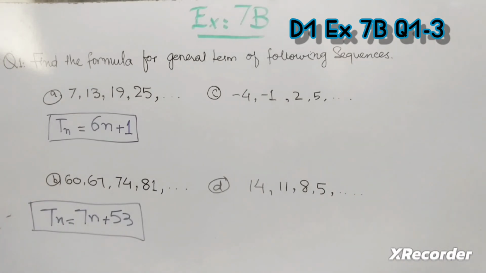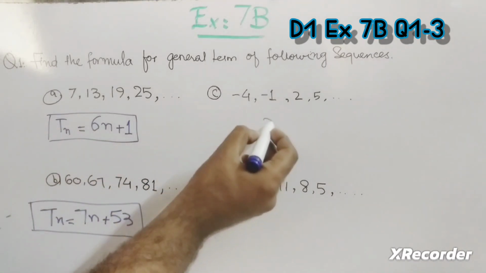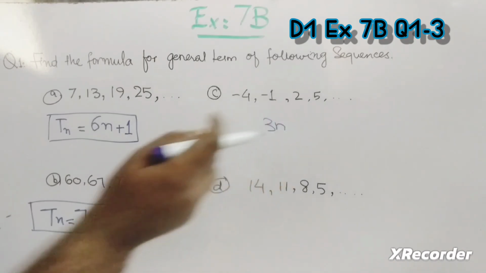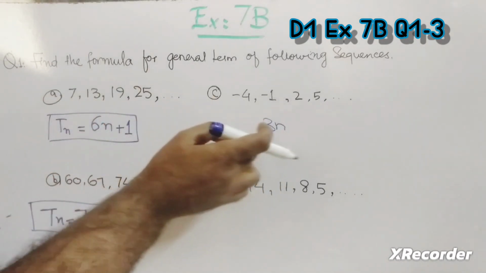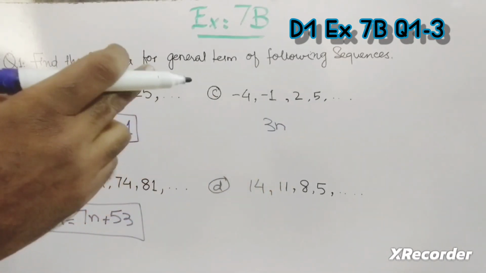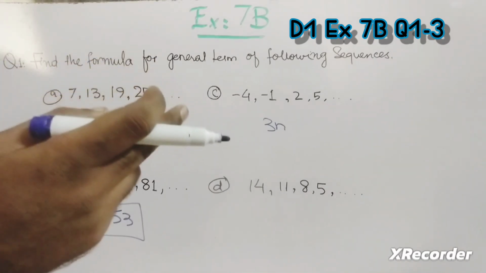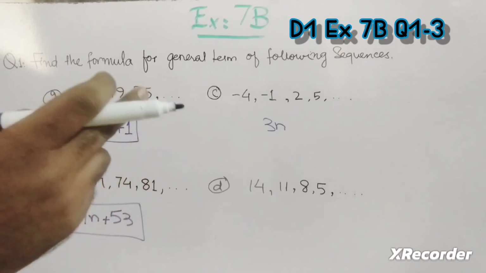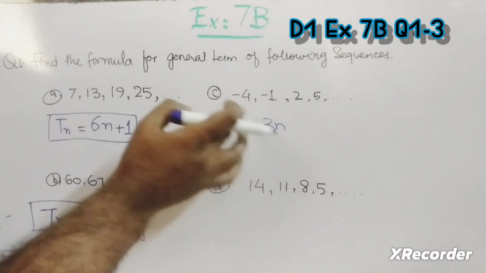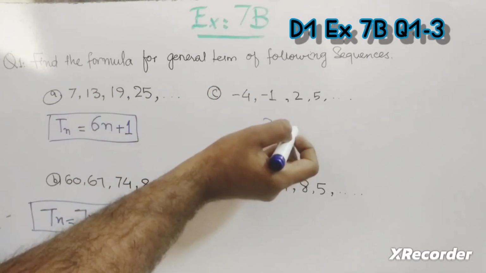Part C, -4, -1, 2, 5. So what is the difference there? Is 3. So we write 3n. So 3 times of 1 is 3. So what makes -4 for first term? If we subtract 7 from first term, this makes it -4. So 3n minus 7.